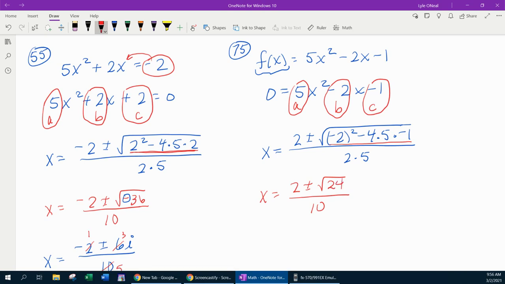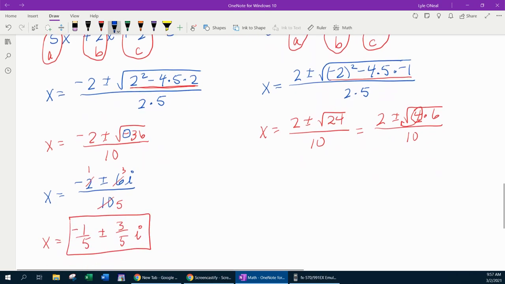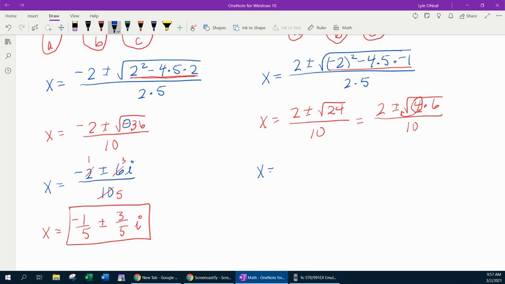Now 24 does not square root nicely, but I can break it down. So that's going to give me 2 plus or minus square root of 4 times 6 is 24. And the 4 can square root. So we're going to be able to bring the 4 out of the square root. And what is that going to give us? That's going to give us x equals 2 plus or minus the square root of 4 is 2, square root of 6 all over 10.